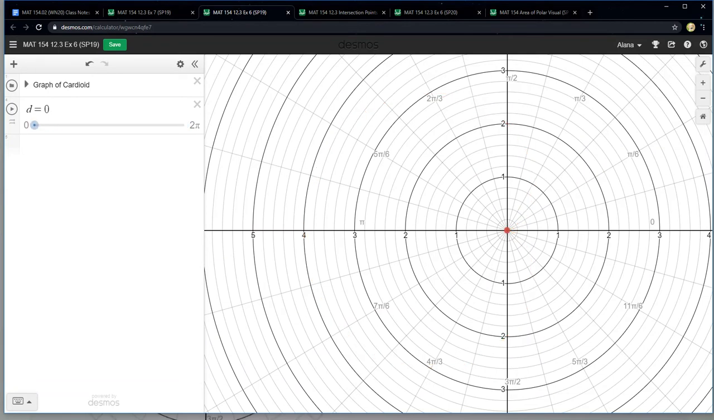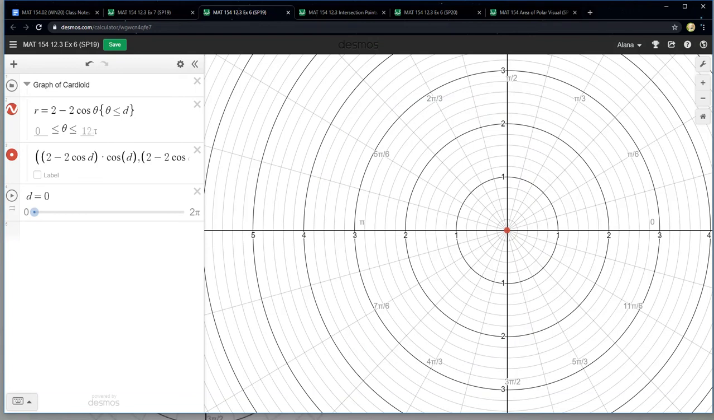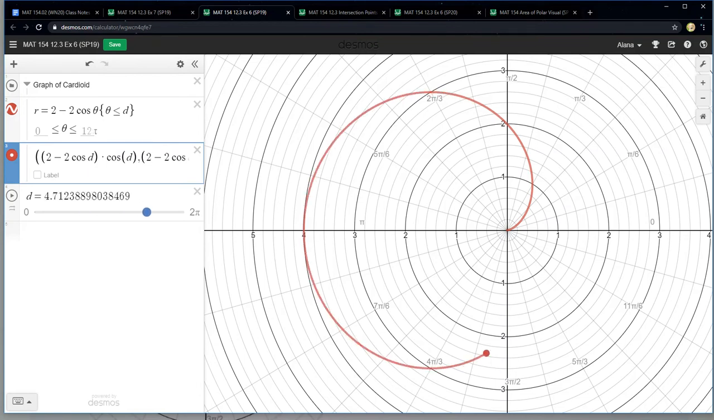Now, again, to do this, I have it graphing 2 minus 2 cosine theta, but I added in the little code that theta is less than or equal to d, and then I added a slider bar for d. This part is just getting me the point, right? R cosine theta, R sine theta, but for me, theta is d. If you don't want the point, you don't have to have it, but you do need the curve portion. So I'm going to go from 0 out to, there we go, it's 2 pi. All right, so 2 pi is my period for this graph.